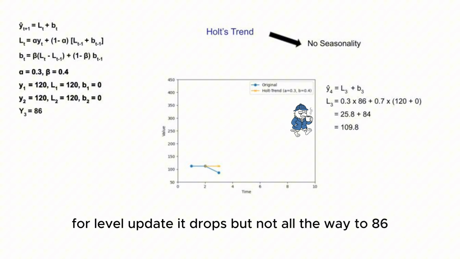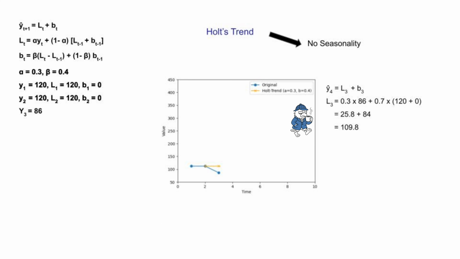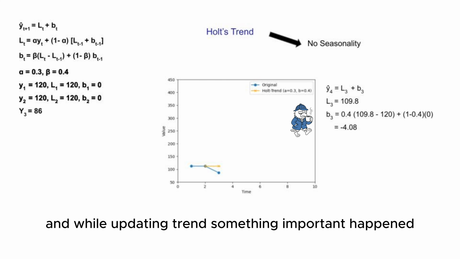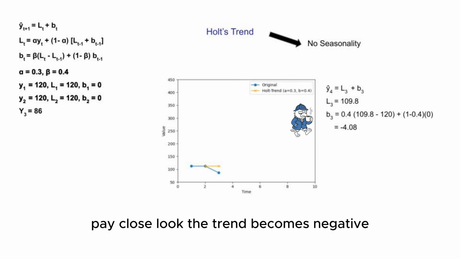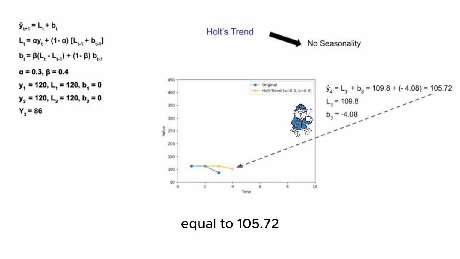For level update, it drops, but not all the way to 86. The detective says, I'll adjust, but I won't panic. And while updating trend, something important happened. Pay close look. The trend becomes negative. The model has learned we are going down. So the prediction becomes 109.8 plus negative of 4.08 equal to 105.72.